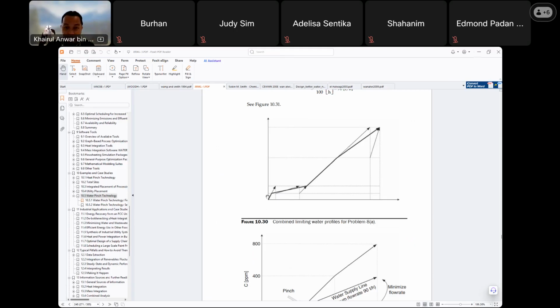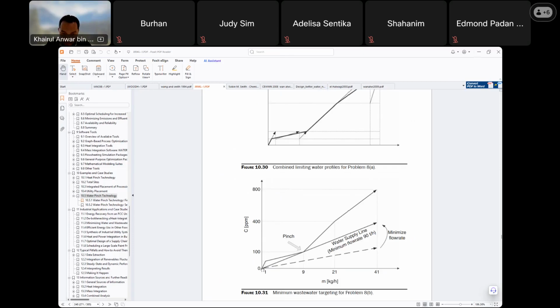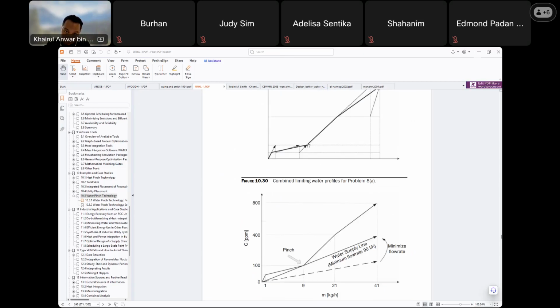So once you have this bold line, what you need to do is from zero, you create a tangent to this lowest curve. So the tangent is the pinch for this process, the pinch point.